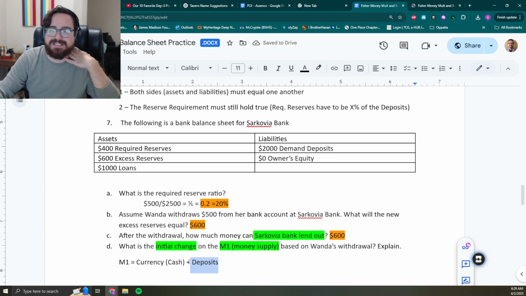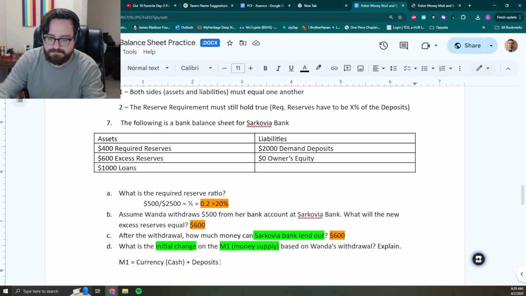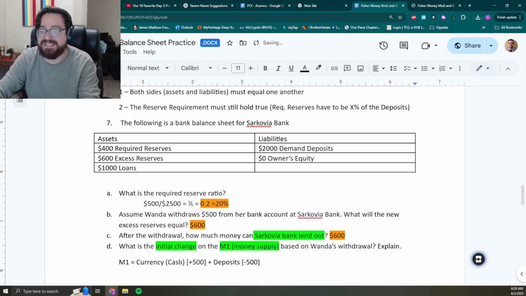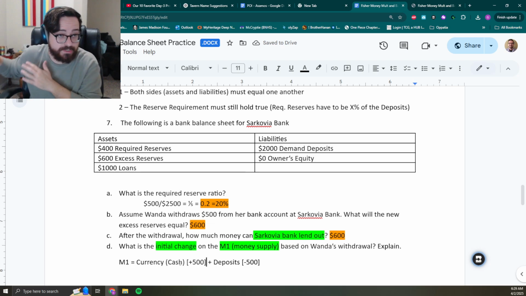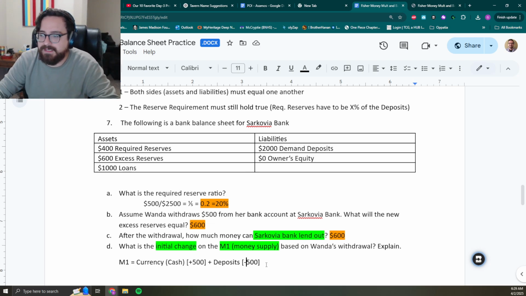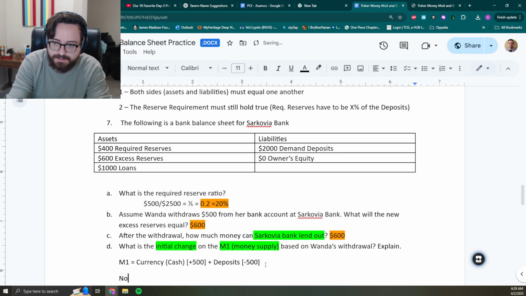There's $500 less of deposits. I'll just write it below it. It's going to get very confusing very fast. Deposits, I'll put it in brackets. There's 500 less in deposits, but she took it out of her bank. What does the bank give her in exchange for that deposit? $500 in cash. Currency in circulation means it's not being stored in the bank. It's out there in people's pockets, flowing around in the economy. Meaning M1 did not change.